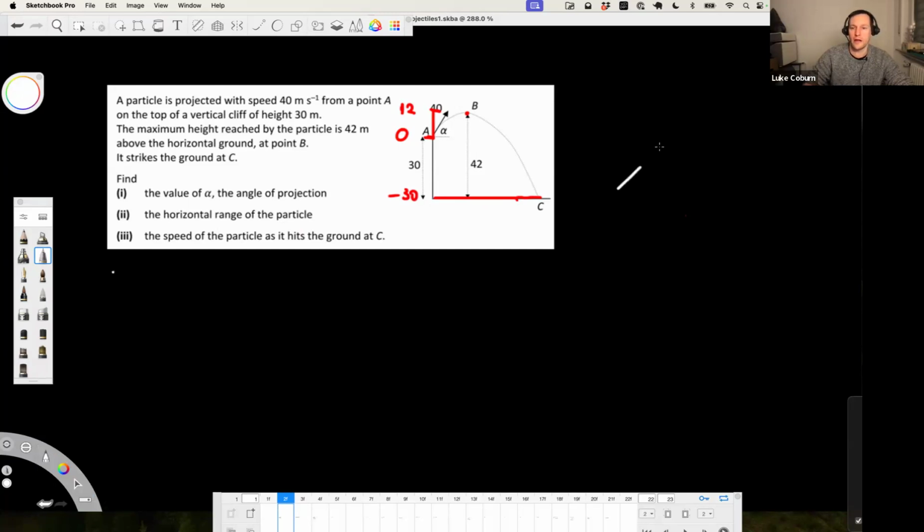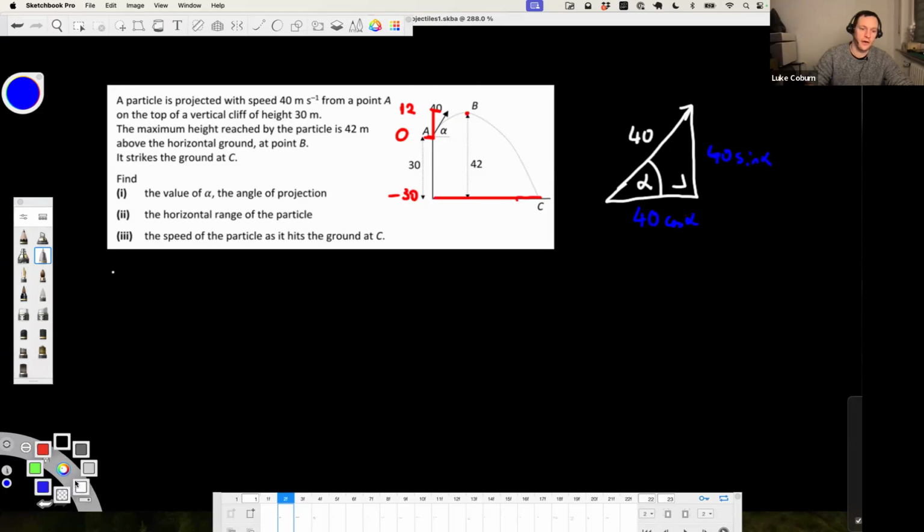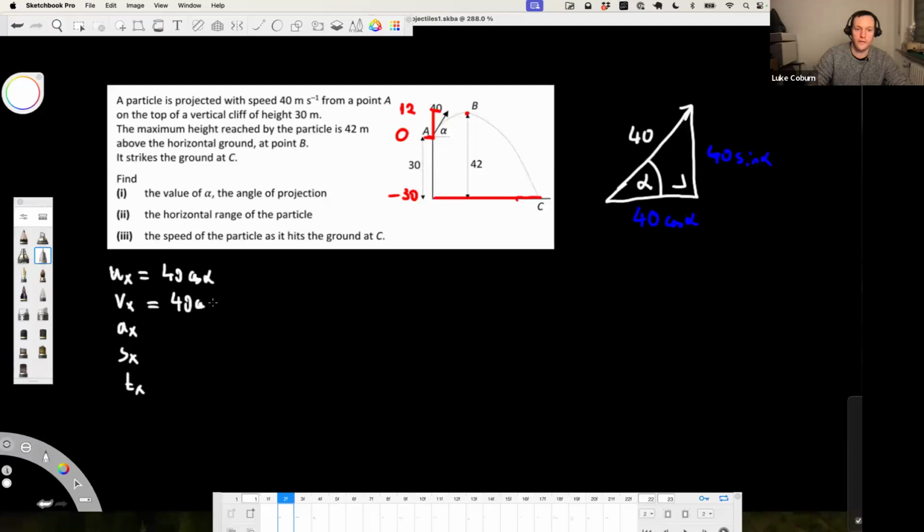The next thing I'll say is that this is the angle alpha, and this is the speed 40 that the particle is projected at. So that gives me the horizontal component is 40 cos alpha, and the vertical component is 40 sine alpha. Now I'm going to write down u, v, a, s, and t for x. So u will be 40 cos alpha, and v will also be 40 cos alpha.